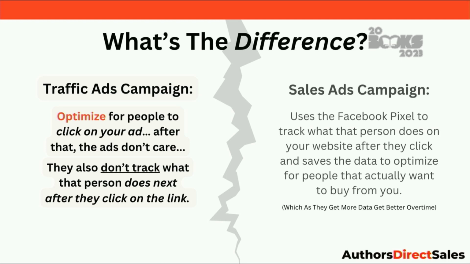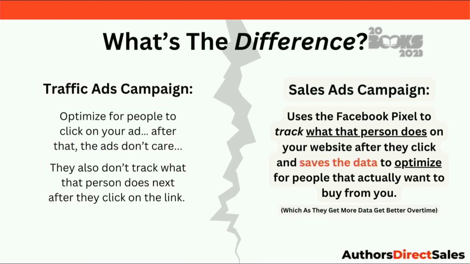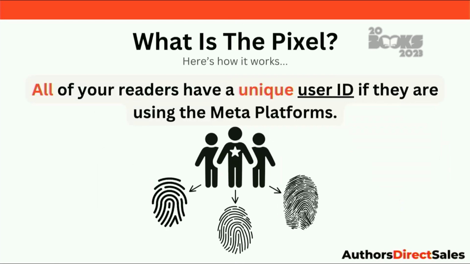Now, the difference with a sales campaign is that it uses the pixel data, which we're going to get into in a minute. The pixel is on your site, and it's able to track what a person does on your website after they click. So it's saving all of that data: the pages they go to, who's adding to cart, who's initiating checkout, who's purchasing, and how much they're spending on your website. And it uses that data to optimize towards people that actually want to buy from you, not just click on your ads. That's why with sales ads and the pixel, your ads will actually get better over time, because they're saving that data over time.